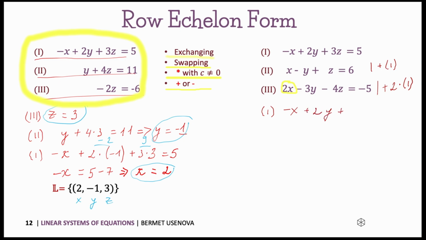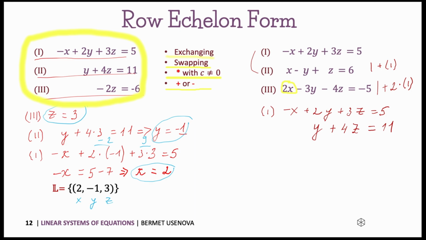We will not do anything with that. It has 3 elements, and the second one needs to have 2 elements. So we need to remove the x. For the second one, we add these two together, 1 and 2. Then we will get rid of x. Then we will get y plus 4z equals 11. Here it's clear. Then we add to the last, third one, 2 times the first equation. So we get rid of x here.